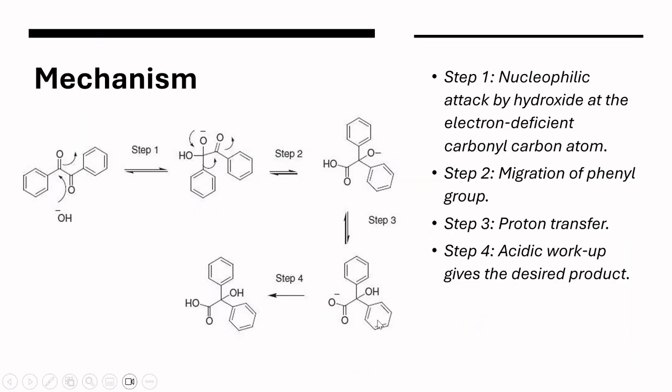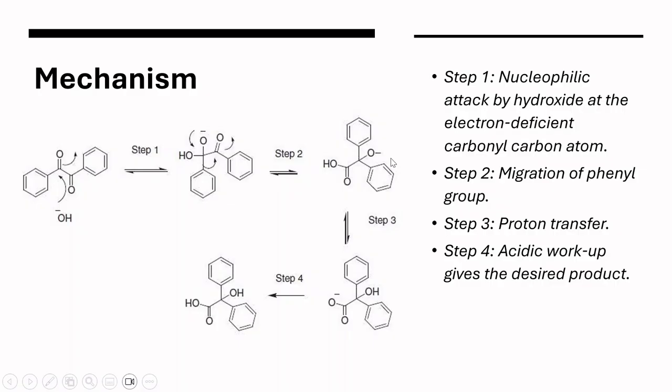It has a fairly simple mechanism. In the first step, hydroxide ion attacks one of the electron deficient carbonyl carbons. So we will get a tetrahedral intermediate. In the next step, the phenyl group migrates from this carbon to this carbon, and the negative charge comes between here. So we will get OH, C double bond O, C-O minus, again the phenyl group.